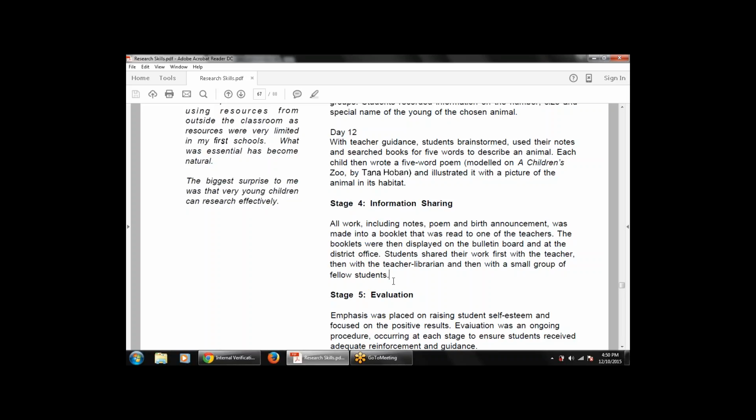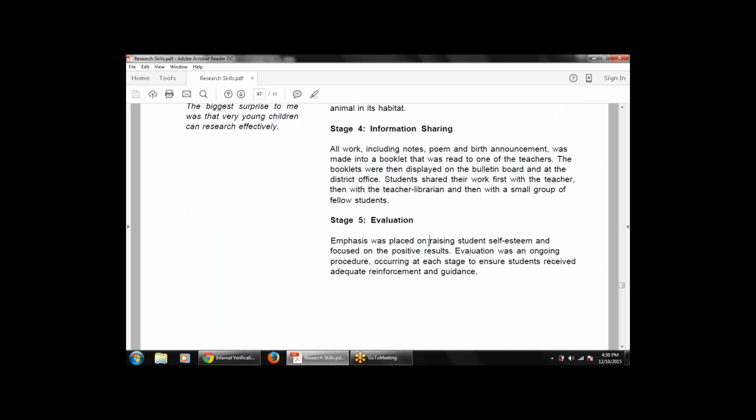The next stage is stage number 5, the evaluation. That is how we are evaluating things. Emphasis was placed on raising the students' self-esteem and focusing on the positive results.